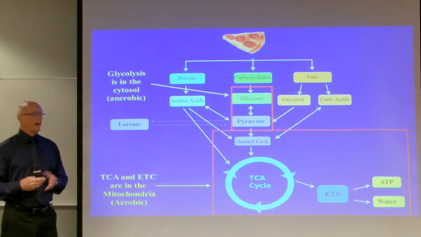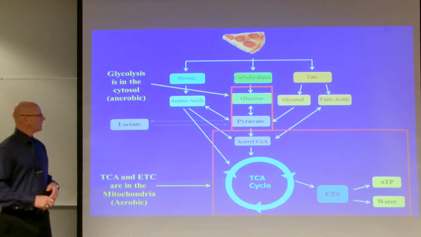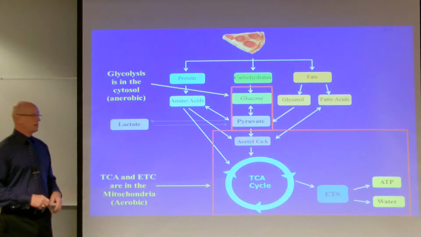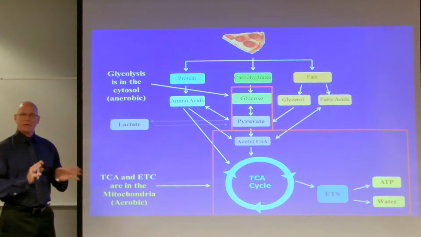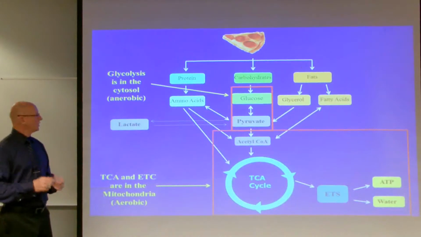Now, what I'm going to point out here is the junction between pyruvate and acetyl-CoA. This is like an interchange on a highway. We have many different things coming in and out, and I want to point out what can go where.